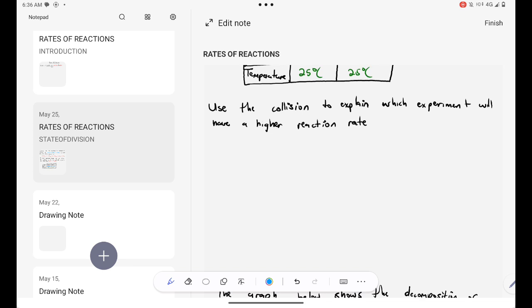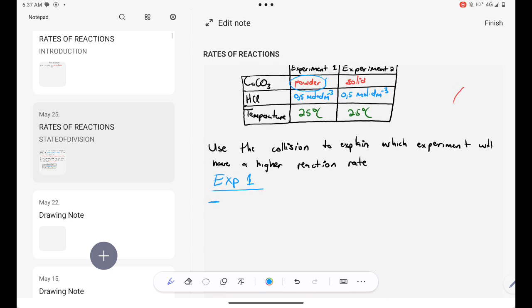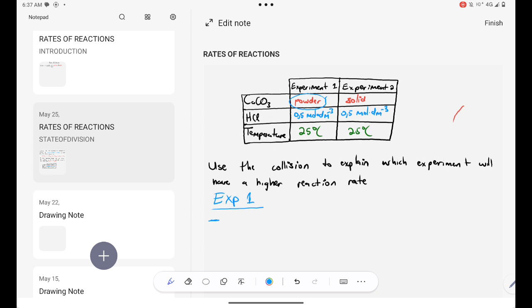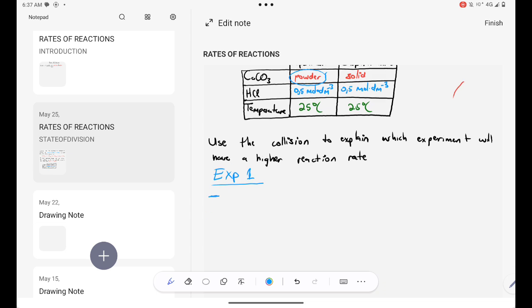Now we are being asked to use the collision theory to explain which experiment will have a higher reaction rate. Experiment 1 will simply have a higher reaction rate. And why is that the case? Because whenever they use powder instead of solid, they are increasing the surface area, or the states of division.